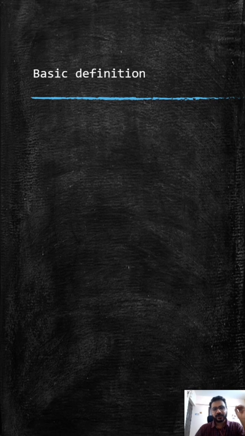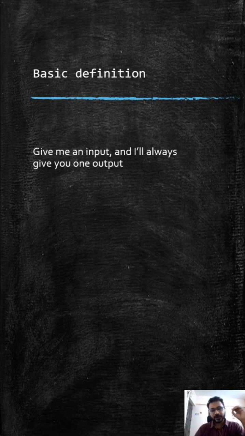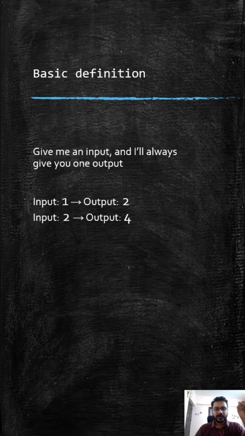At its core, a function is like a machine. If you give one input, it will produce exactly one output. So let's look into a simple example. Here input is 1, output is 2. When input is 2, output is 4. When input is 3, output is 6. This is a simple example of the function f of x equal to 2x.